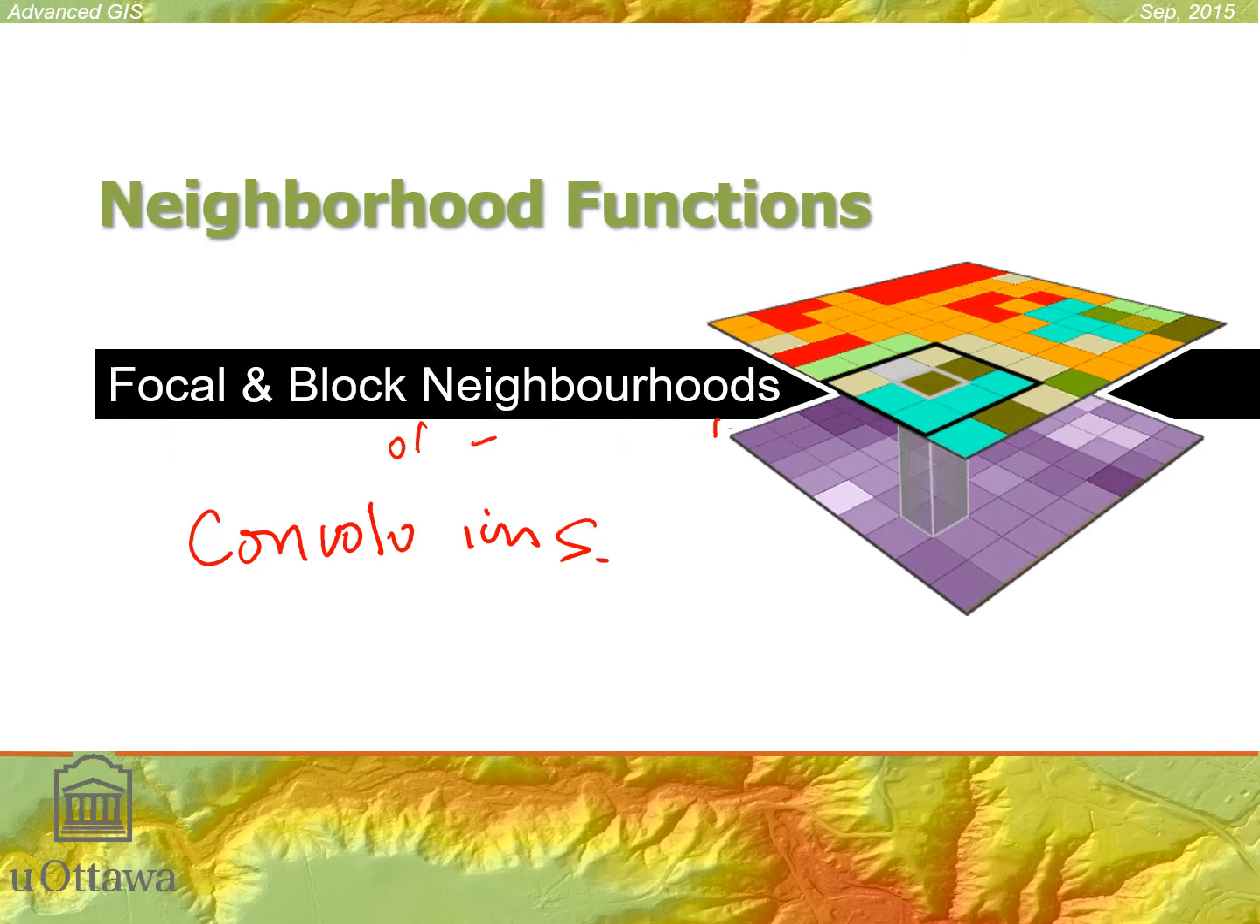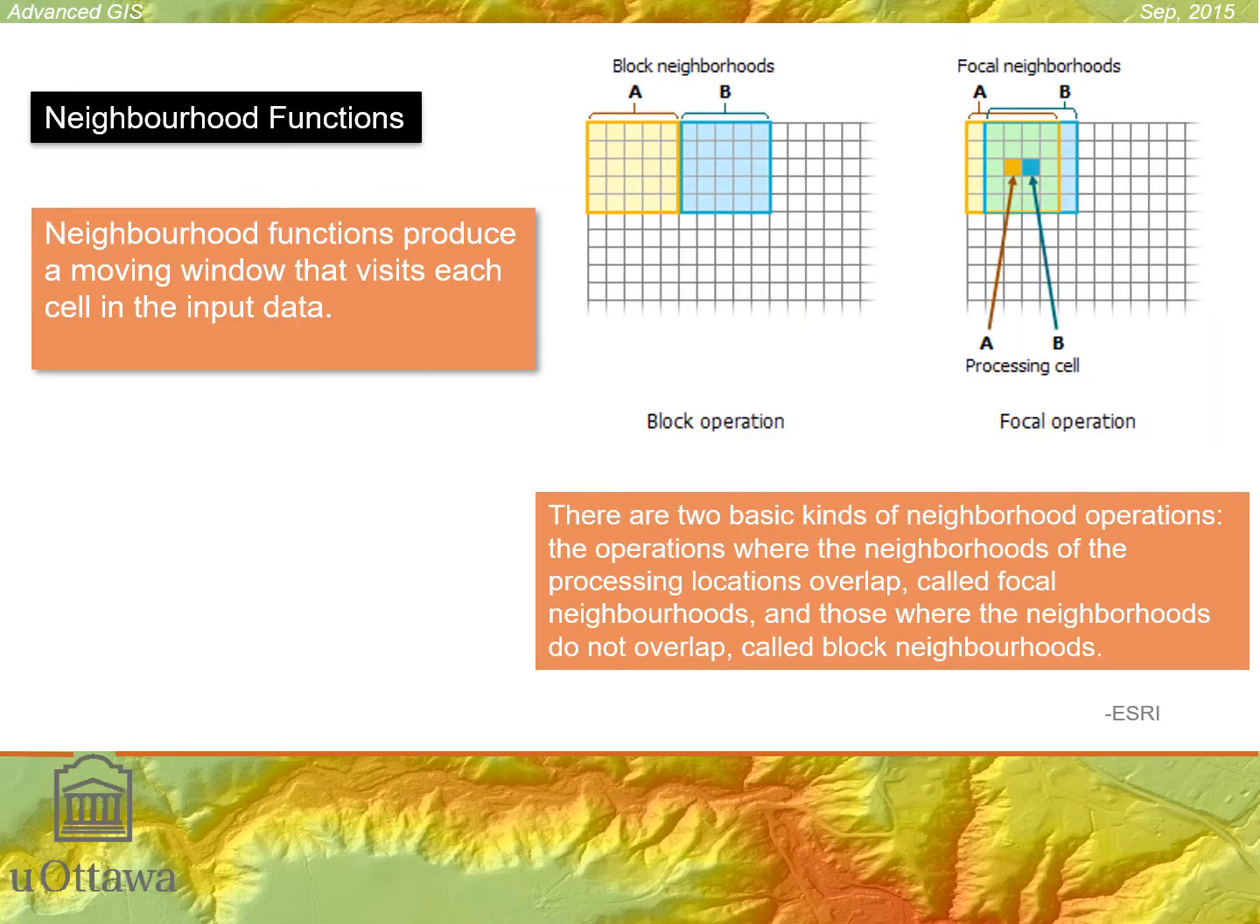So neighborhood functions or filters, particularly in remote sensing, we often call them filterings, and convolutions in general are sometimes used in GIS and also in the context of deep learning. So convolutional filters, or a convolution. So what is a neighborhood function?